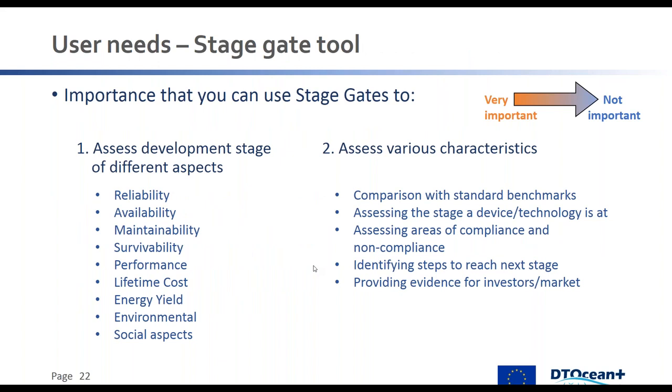Similarly, for the stage gate tool explained by Gillian, I'd like to understand the importance of another similar range of possible areas. Firstly, assessing development stages of different aspects of a device, such as the reliability or lifetime cost, or perhaps the social aspects. And secondly, assessing various characteristics of a device, such as the comparison with standard benchmarks, or providing evidence for investors. We'd like to understand which of these areas are more or less important for you or your organization.